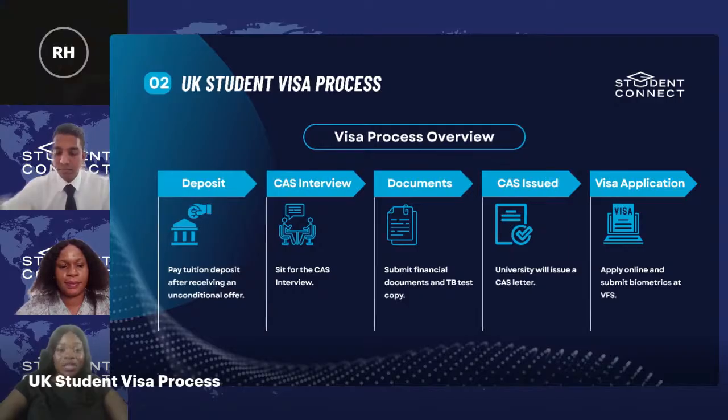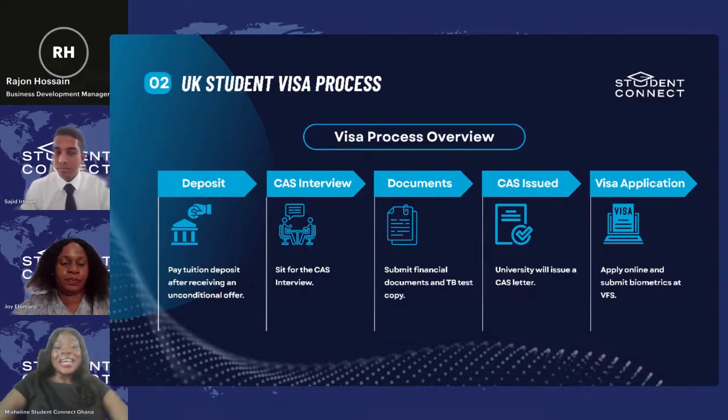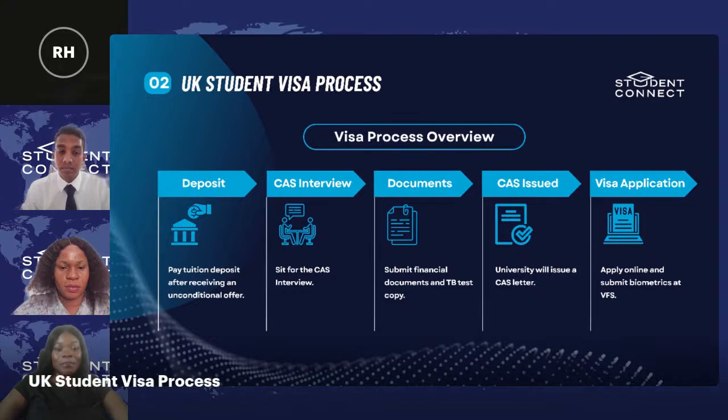Moving on to step 4, your CAS issued. Once the university is satisfied, the Confirmation of Acceptance for Studies letter is issued, which takes us to the next step, the visa application. Finally, once your CAS is issued, you can officially begin your UK student visa application and visit the VFS Center for your biometrics. Next slide, please.